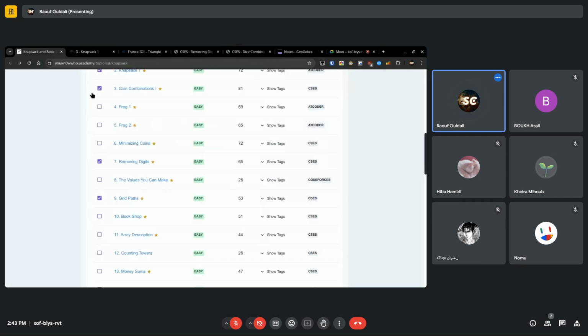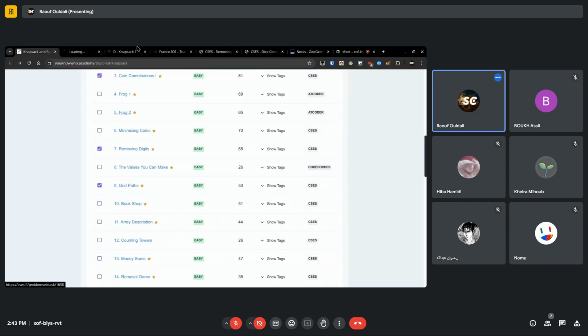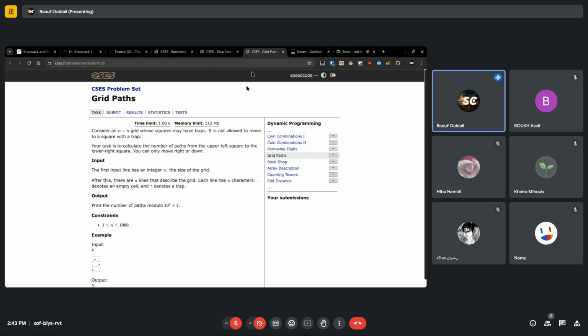Okay. Let's try on this. So we have an n by n grid whose squares may have traps. It's not allowed to move to a square with a trap, of course. Your task is to calculate the number of paths from the upper left square to the lower right square. You can only move right or down.